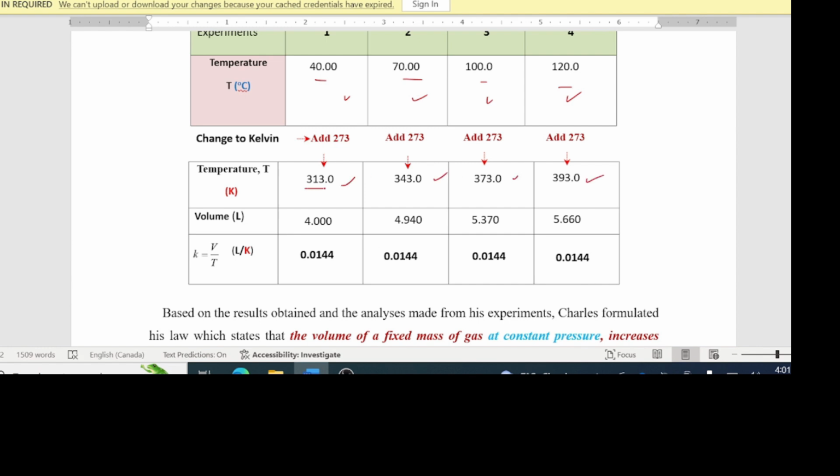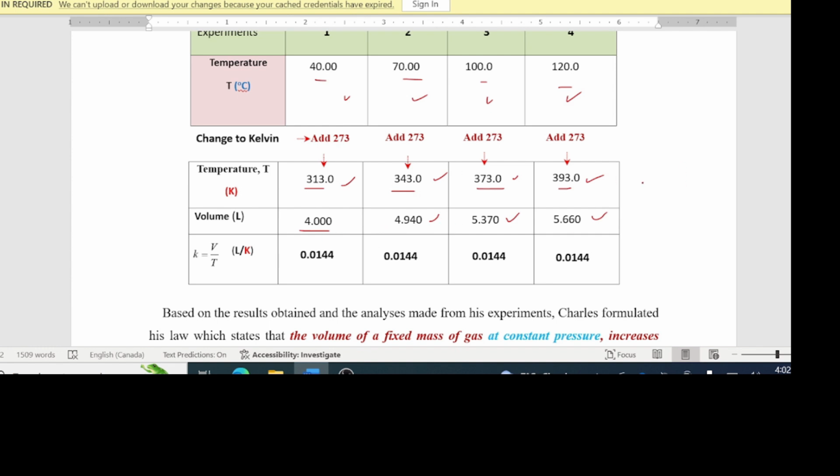At this temperature in Kelvin, the volume was 4.00 liters. When you raise the temperature to 70 degrees Celsius, its new temperature in Kelvin is that, and look what happened: the volume increased. When you raise it to 100, this is a new volume. When you raise it to 120 degrees Celsius and add 273, you get a new Kelvin temperature and this volume. So you can see, indeed, as the temperature increases, the volume increases.